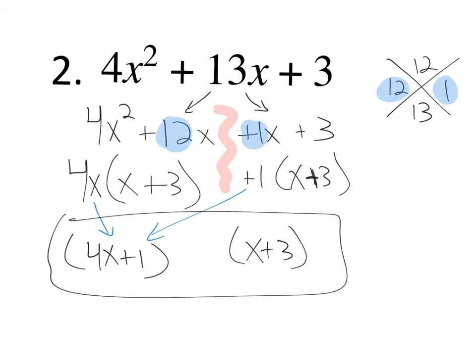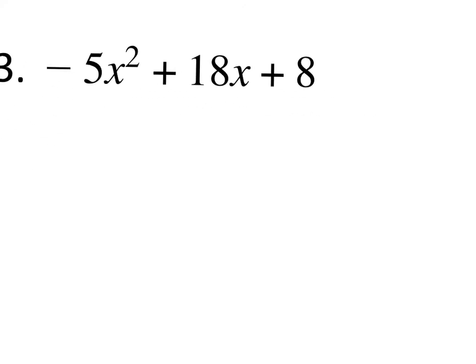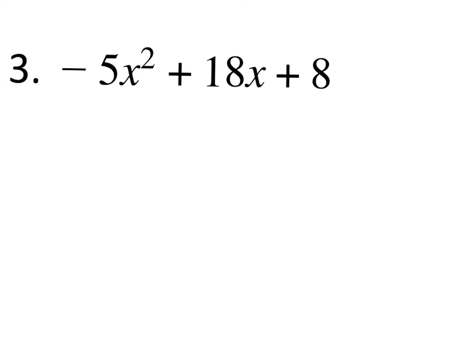So let's try another example. If you need to pause this at any time, feel free to pause it, look back over it. So looking here at number 3, using the x method here, no greatest common factors between those terms, 5, 18, and 8. So negative 5 times 8 ends up being a negative 40. Positive 18 would go down below.